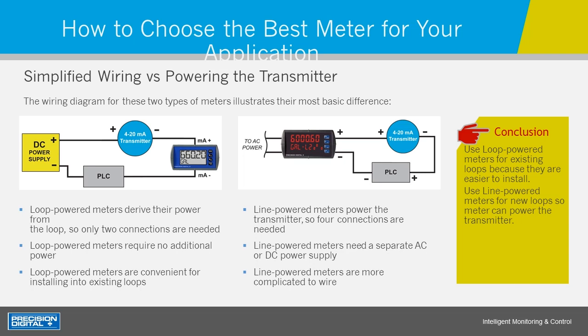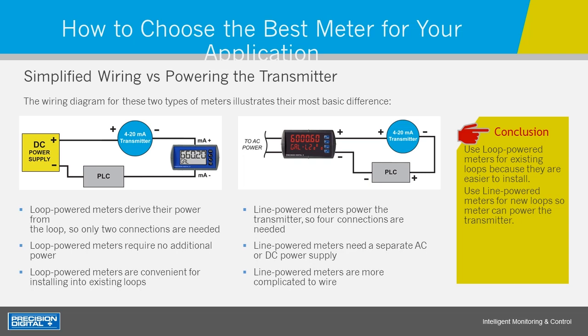The loop power meter gets its power from the loop, so I don't have any kind of separate 24 volt or 120 volt input coming into it. It's just the milliamp signal. Now, compare that again to the 4-wire or line-powered meter on the right. Now I'm going to have AC power or a second DC power supply coming in just to turn the meter on. However, by doing that, I now have the power needed to power my transmitter loop.